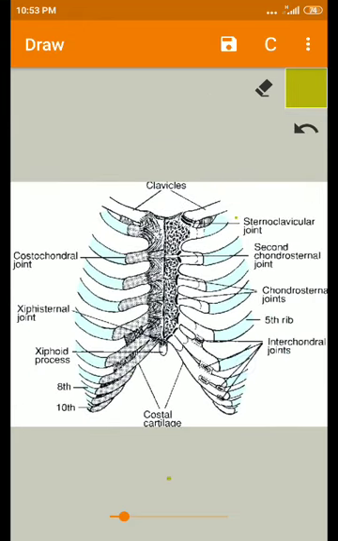So what are the joints present on the anterior aspect? Manubriosternal joint and xiphisternal joint, costochondral joint and chondrosternal joint and interchondral joints. And on the posterior aspect, there are another three joints present. One is the intervertebral joints, costovertebral joints and costotransverse joints.